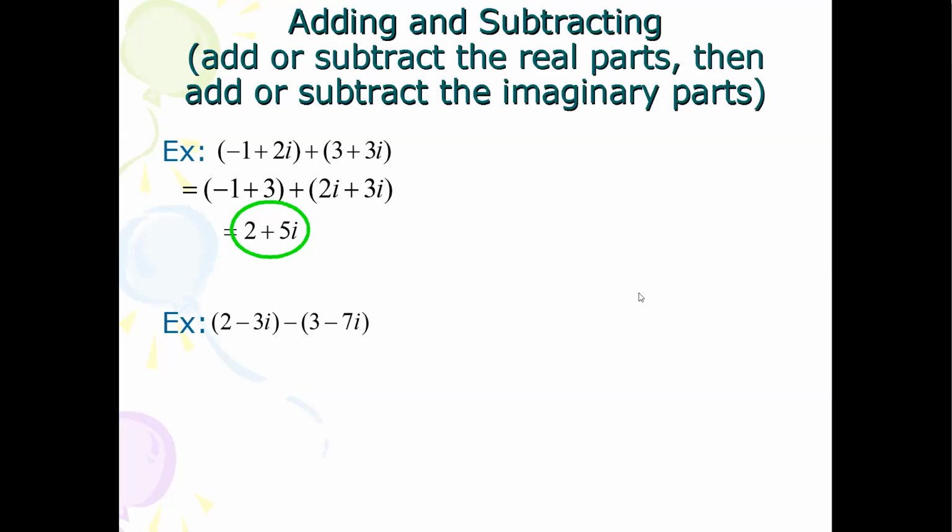Subtraction, well, same thing. You subtract the real ones and you subtract the imaginary ones. So what you could do is just remove the brackets using the distributive law and then simplify. They did it a little differently here. You have to be very careful with your signs. 2 minus this 3 is okay here, but over here, notice minus 3 minus 7.